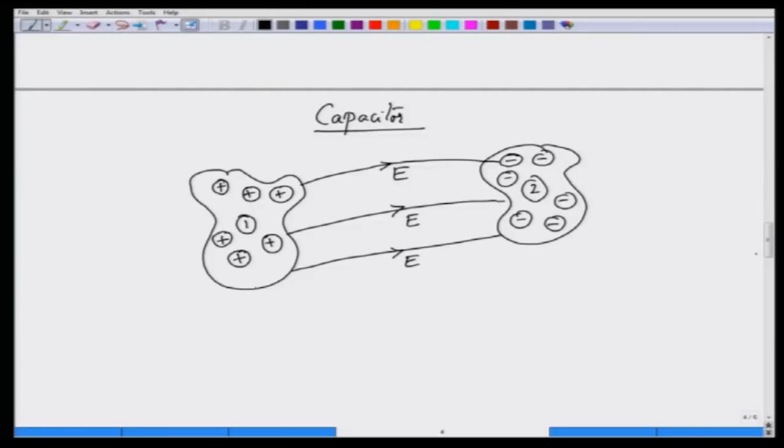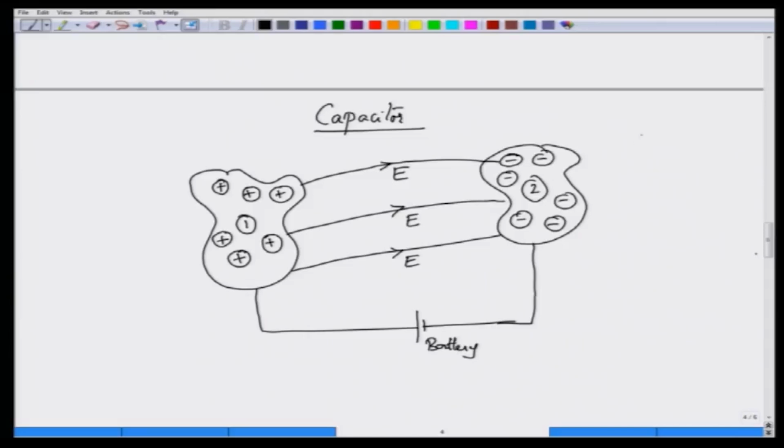Now, to generate these charges, you can also take the two bodies initially uncharged, but then apply a battery that will induce charges. This application of the battery would cause a potential difference between the two conducting bodies. However, these are conductors and we just discussed that conductors are equipotential surfaces. So, keep that in mind.